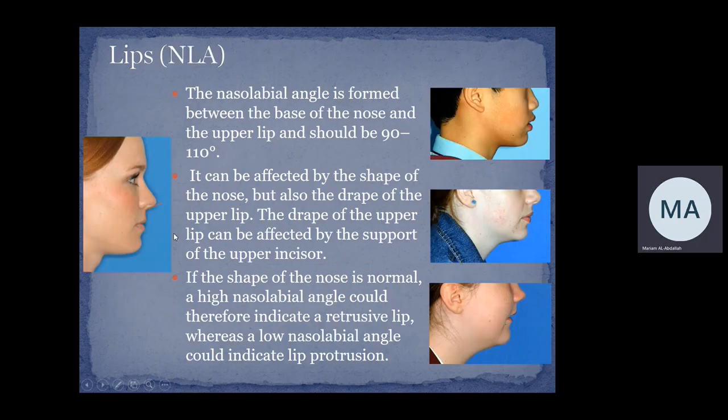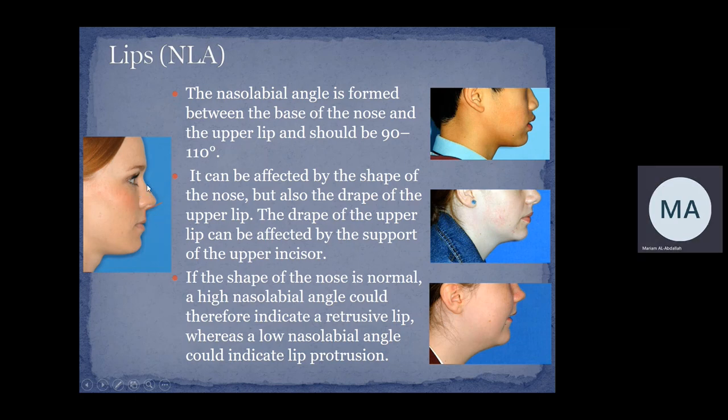Nasolabial angle is the angle between the base of the nose and the upper lip. It is affected by the morphology of the nose, and by the lip itself, the protrusion of the lips. And the protrusion of the lips is affected by the soft tissue thickness, the tonicity, the fullness, and the position of the upper incisors. So if the nose morphology is normal and the upper incisors are proclined, you can see some protrusion of the lips and a reduced nasolabial angle.